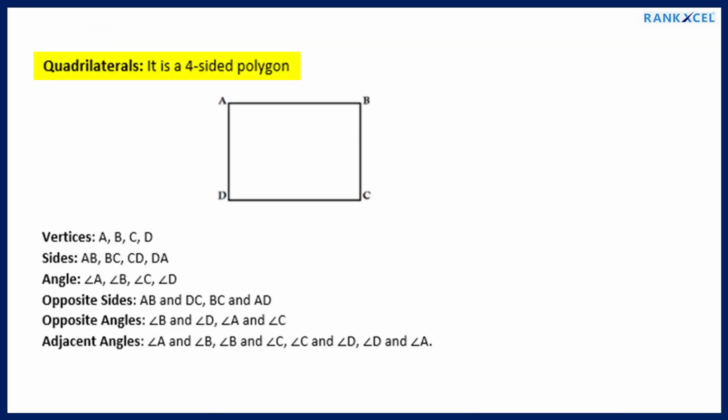Quadrilaterals, it is a four-sided polygon. Vertices, A, B, C, D. Sides, AB, BC, CD, DA. Angles, angle A, angle B, angle C, angle D. Opposite sides, AB and DC, BC and AD. Opposite angles, angle B and angle D, angle A and angle C. Adjacent angles, angle A and angle B, angle B and angle C, angle C and angle D, and angle D and angle A.